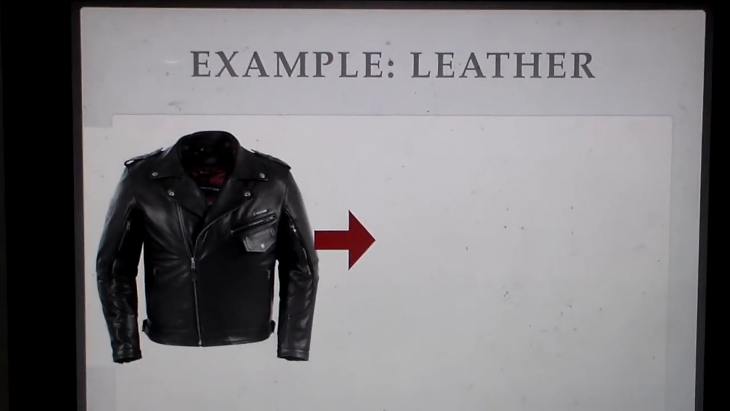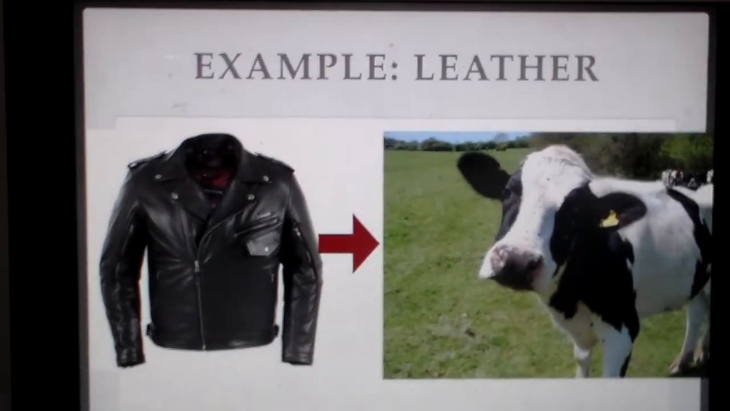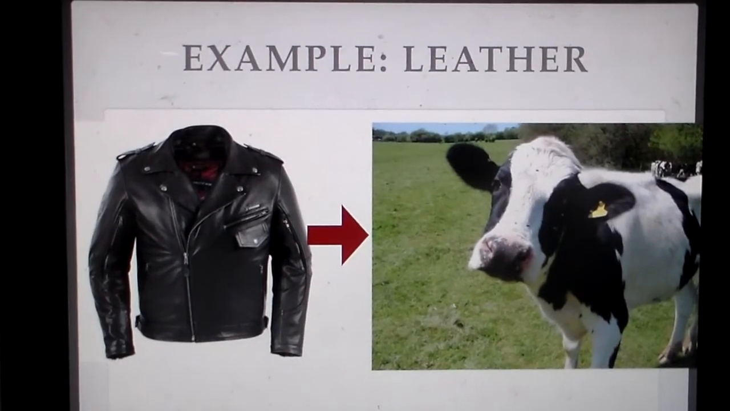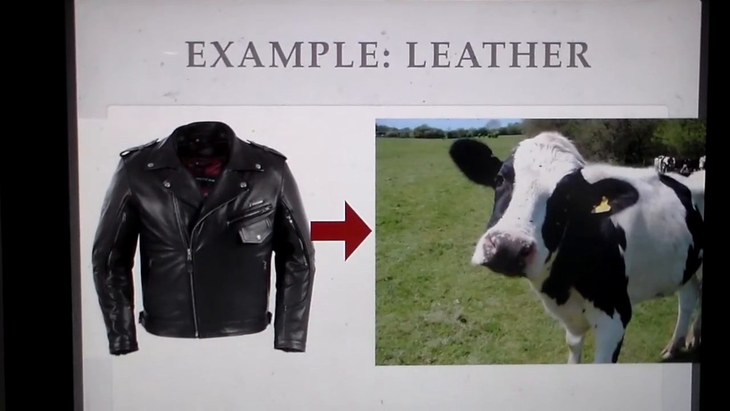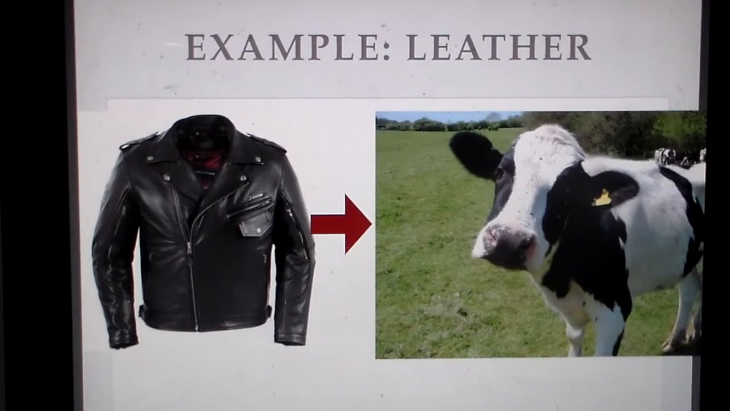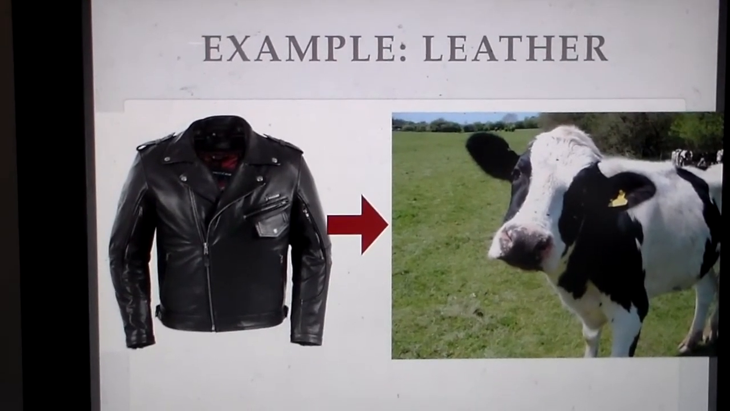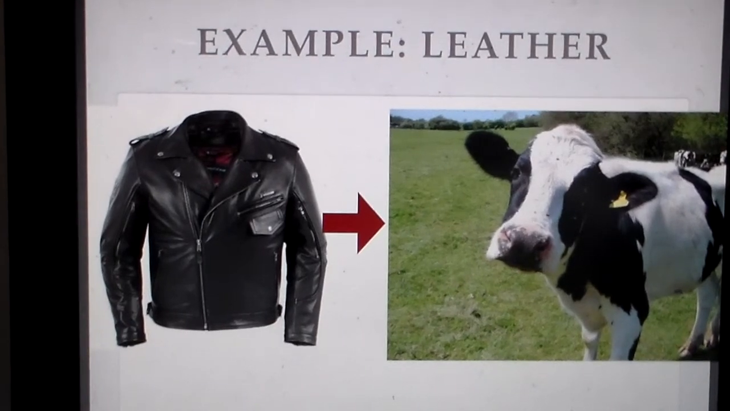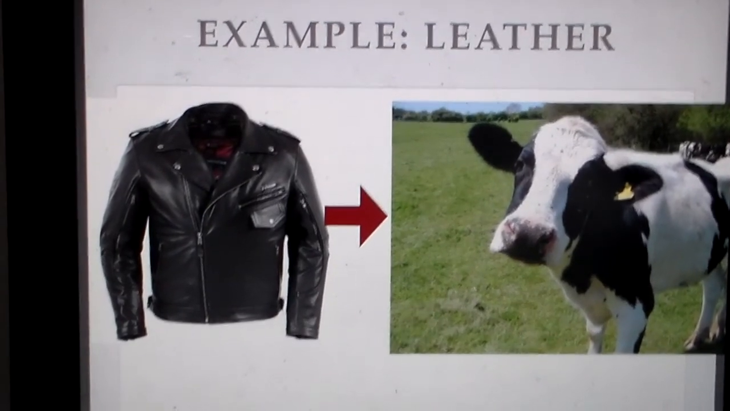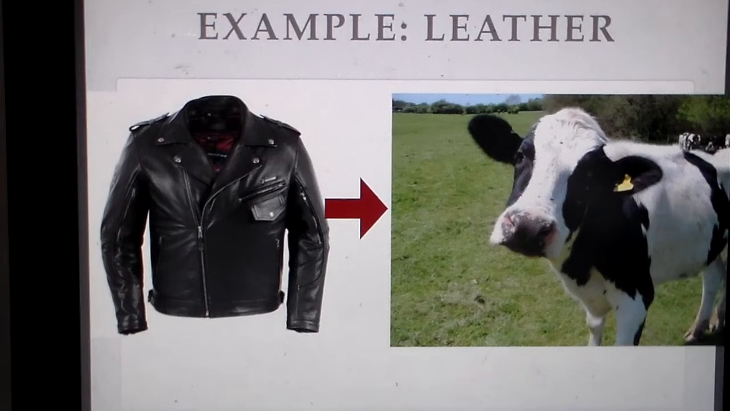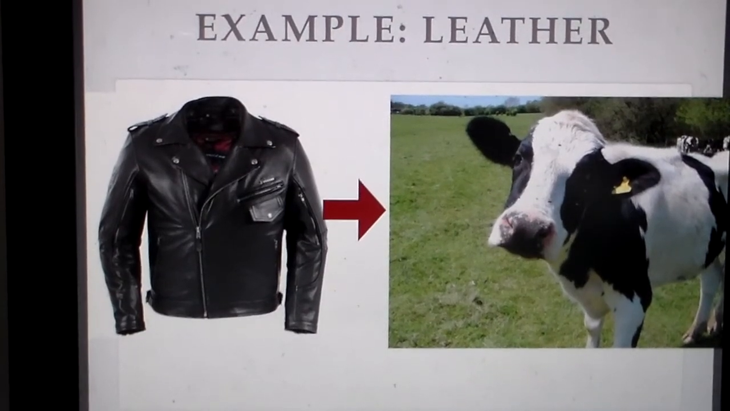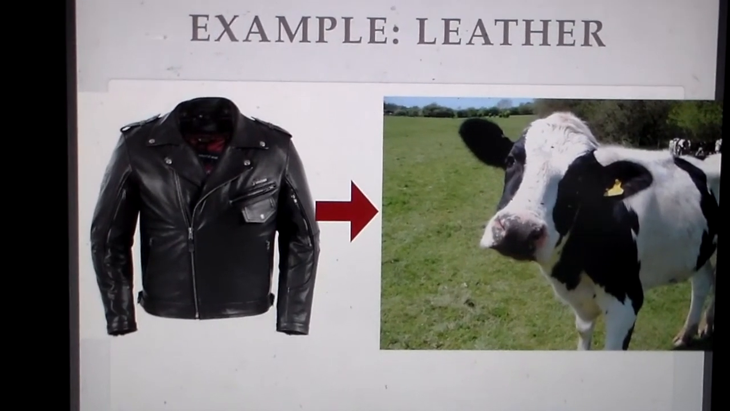And if you didn't know this, now you're going to know that a cow is the natural resource that leather comes from, because you kill the cow and then you skin the cow, and then you take the cow's skin and you add different chemicals and a process called tanning, and you get leather. So a cow is the natural resource a leather jacket comes from, and a cow is a renewable resource.